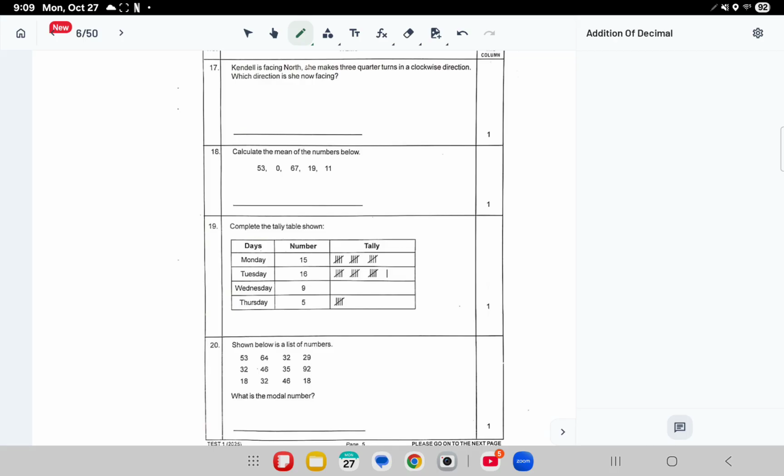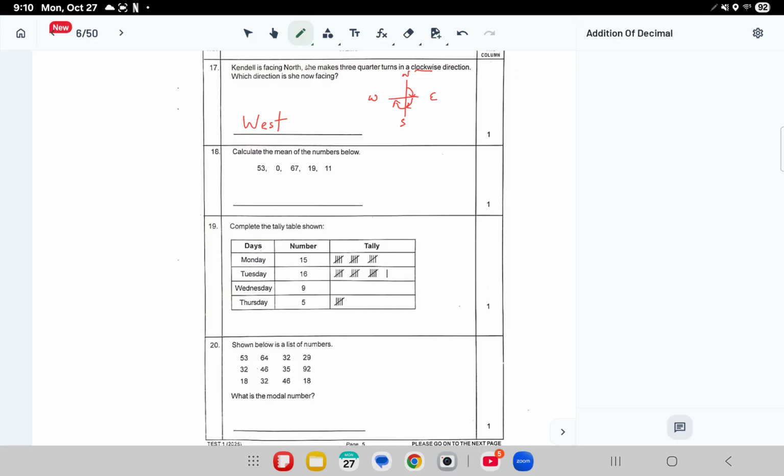Number 17, Kendall is facing north. She makes 3/4 turns in a clockwise direction. Which direction is she now facing? So we have our cardinal points here. This is north, south, west, east. They said she's facing north and she made 3/4 turns in a clockwise direction. So 1, 2, 3. So she is now facing west.